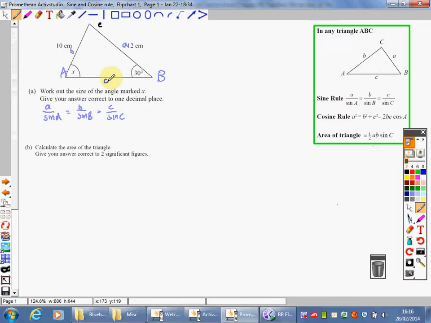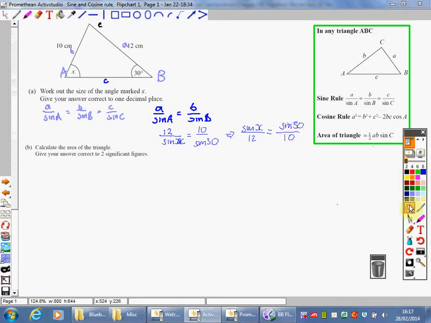Okay, first of all, a over sin A equals b over sin B. I know what a is. It is 12. So 12 divided by sin x equals 10 divided by sin of 30. Sin A there was actually sin x, so sin x is on the bottom. I'm going to have to flip these two fractions the other way up to give me sin x divided by 12 equals sin 30 over 10.